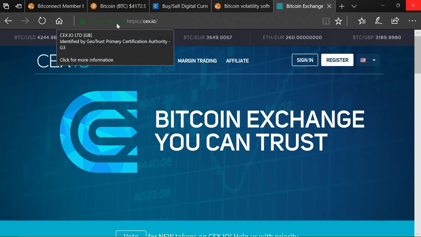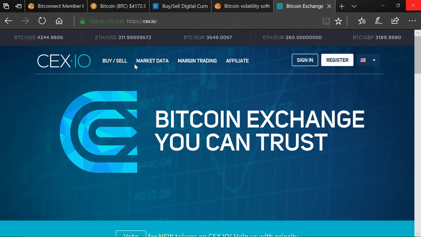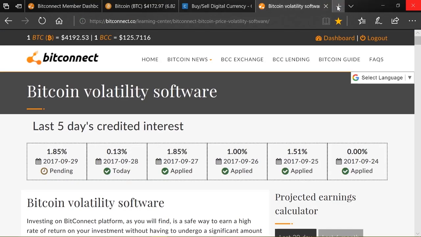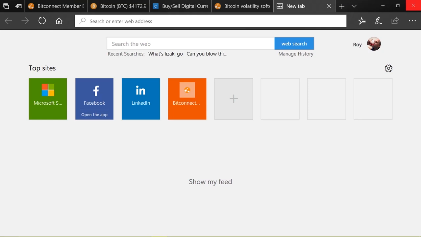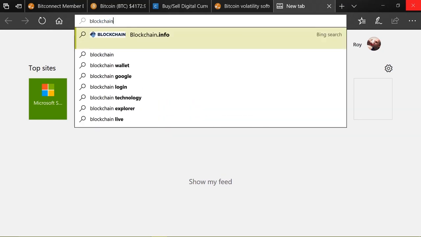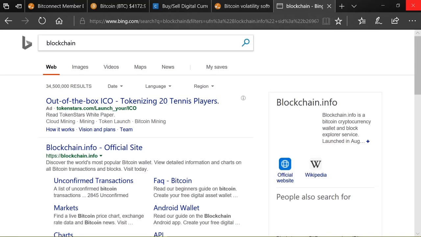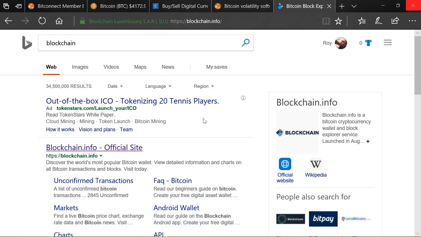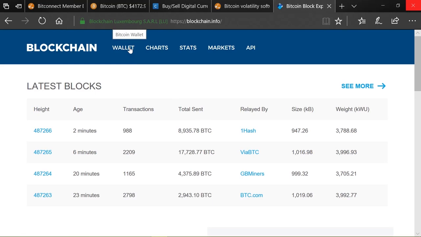At cex.io, make sure you've got the green symbol here to make sure it's secure. They do have an inbuilt wallet. I personally use blockchain; in the UK, I use blockchain.info as my web wallet. As you can see, there is a web wallet there. It's secure, and they're also insured against losses. We'll go through security and everything in a different video. But this is how you acquire Bitcoin.